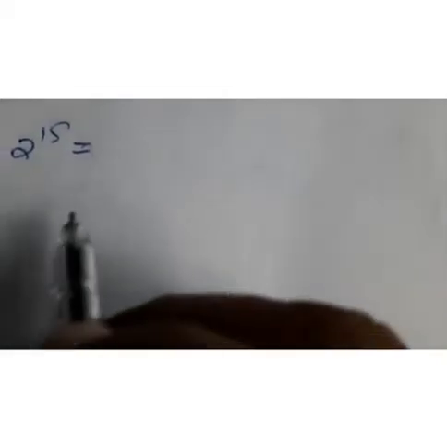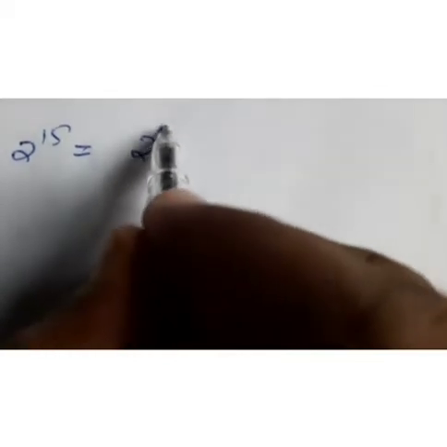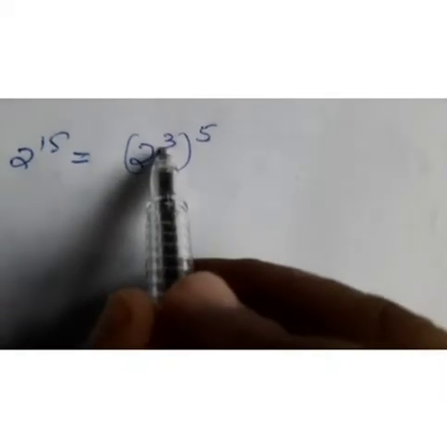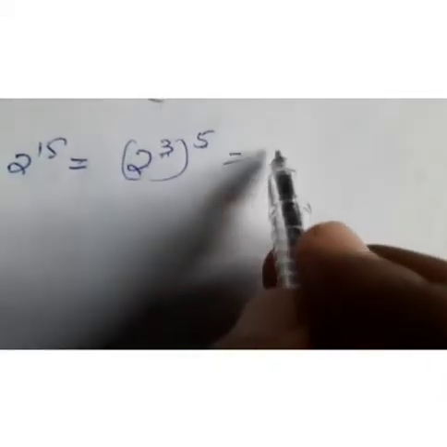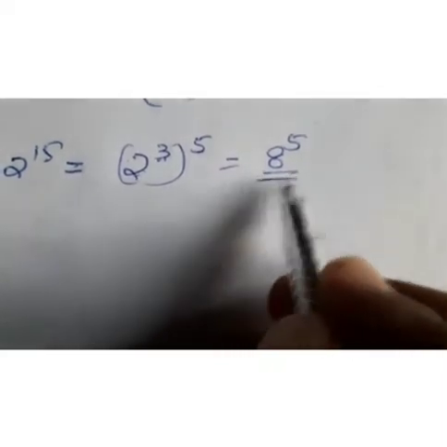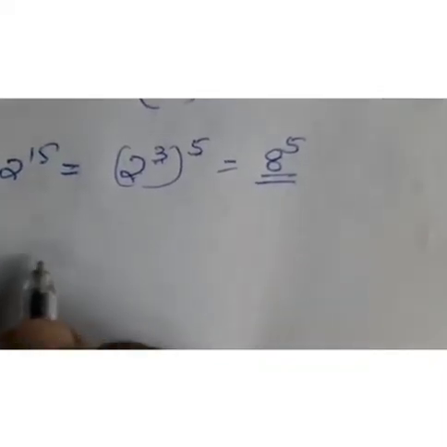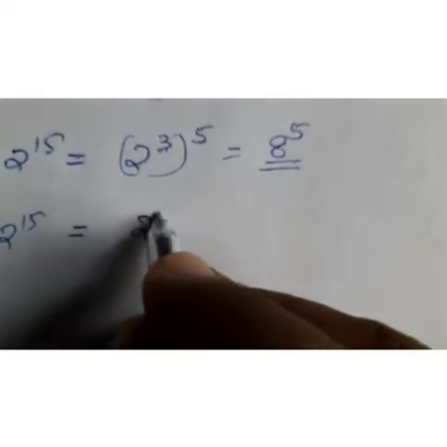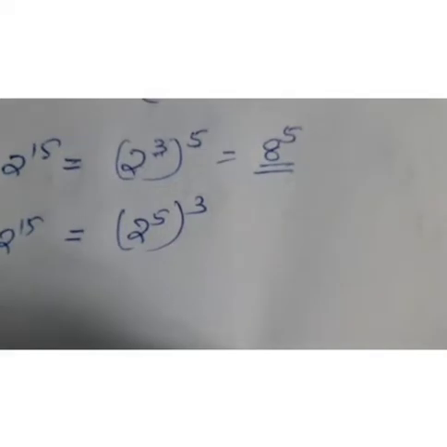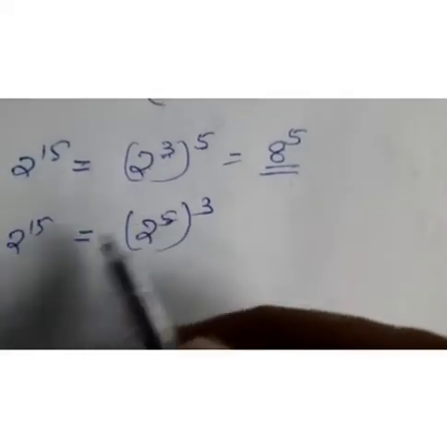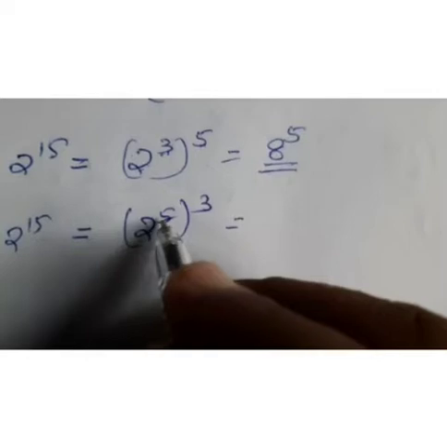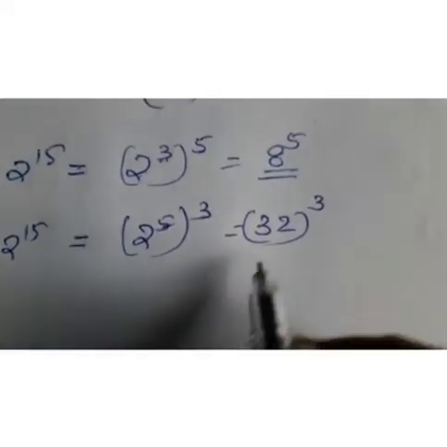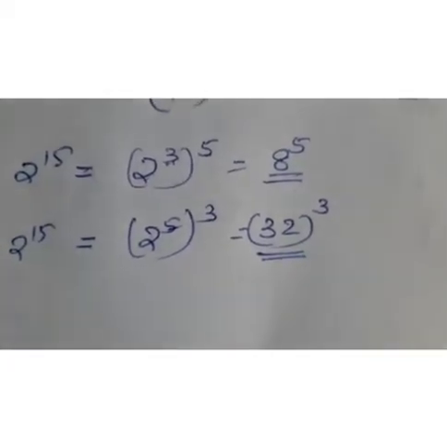2 raised to 15. This we can split. 2 raised to 3 raised to 5 we can write. 3 into 5 is 15. 2 raised to 3 whole raised to 5. 2 raised to 3 is 8. So we can write 8 raised to 5. Then 2 raised to 15, we can write in reverse order. 2 raised to 5 raised to 3 also we can write. 5 into 3 is also 15. So 2 raised to 5 is 32. 32 raised to 3. This way also we can write it.